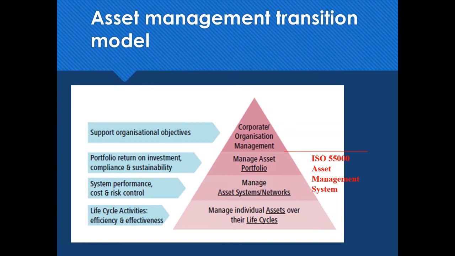So this is again taken from ISO 55000 standards and also the Institute of Asset Management Professionals. As you look through the bottom of this pyramid, you manage individual assets over time, correct? So basically you optimize the lifecycle activities in the bottom layer. And the second layer is manage asset systems or the networks, which is more like the sustained performance of what exactly the assets do.